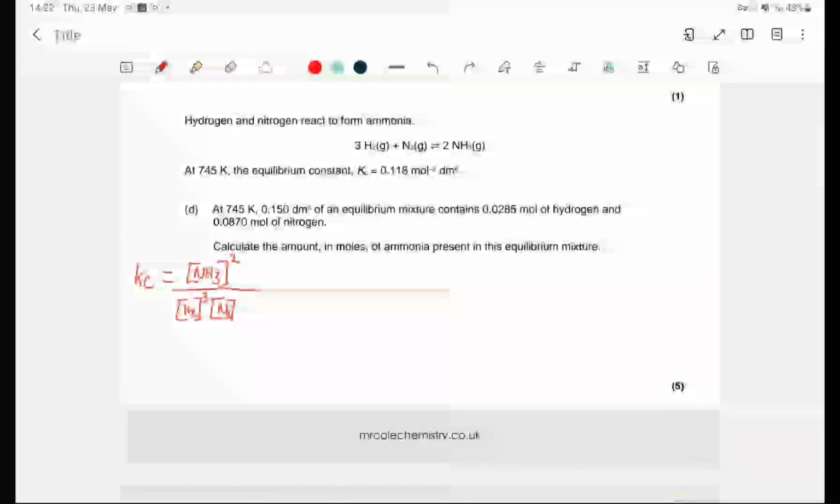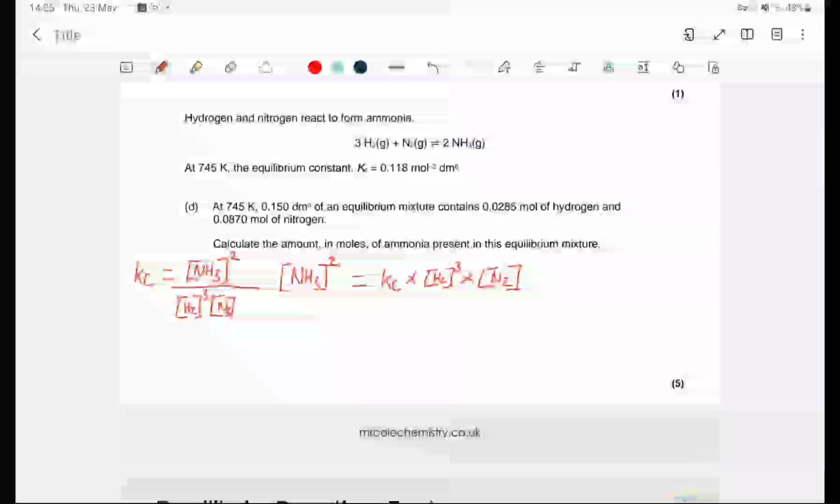So the question says we have to work out the moles of ammonia. Now, of course, moles of ammonia isn't actually in the expression, but concentration is. And we can work out the moles from the concentration relatively easily. So we need to know the concentration of ammonia. So let's rearrange our expression to give us concentration of ammonia. Okay, so I've kept this as concentration of ammonia squared, and we'll square root it later. But so far, relatively straightforward.